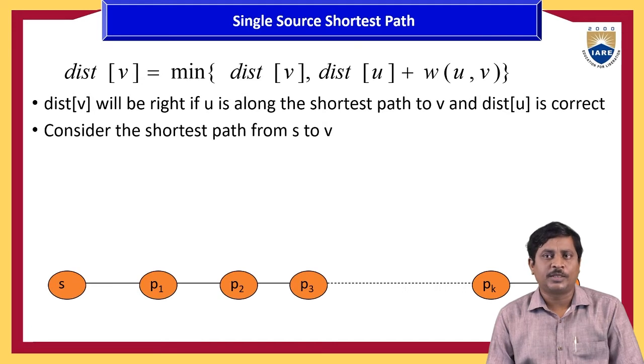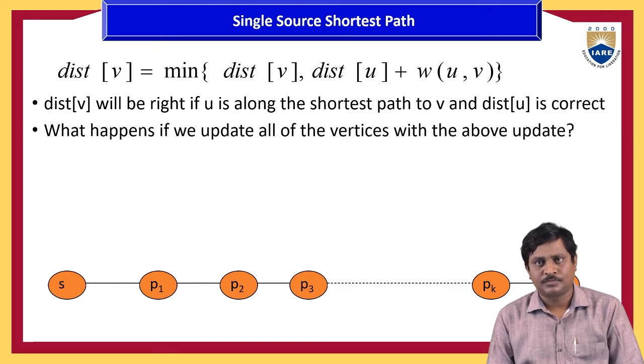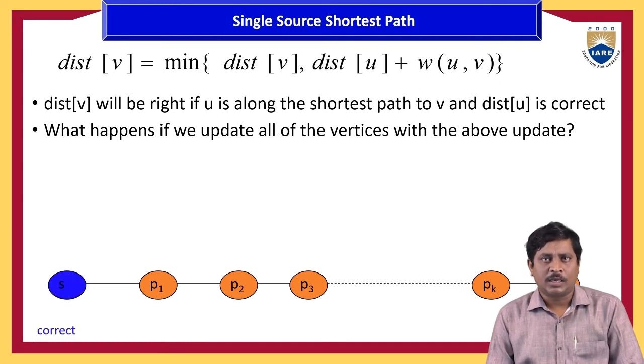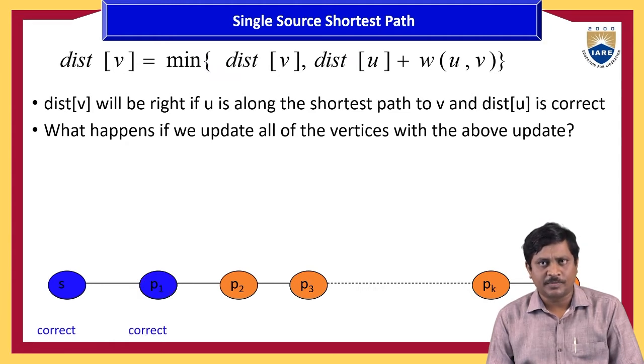Here P1, P2, P3 and so on up to PK are the edges between S and V. Here we see how to include the vertices which are included in this path. So distance of V will be right if U is along the shortest path to V and distance of U is correct. What happens if you update all of the vertices with the above update rule?